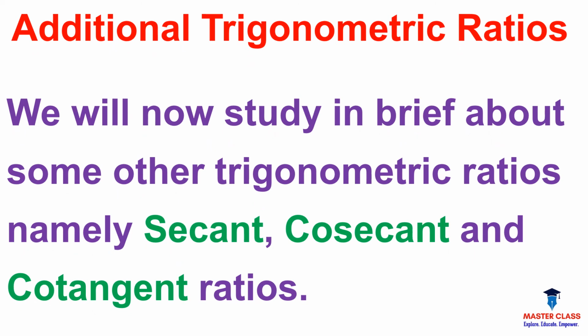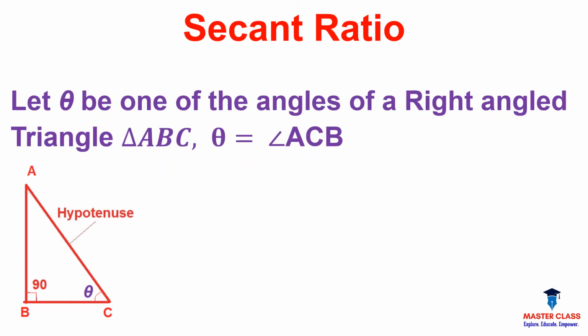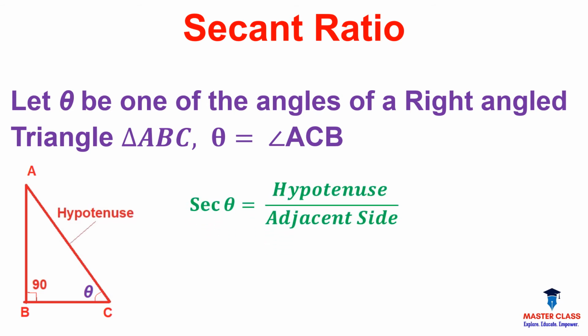We now learn some additional trigonometric ratios, namely secant, cosecant and cotangent ratios. We first begin with the secant ratio. Let theta be one of the angles of a right angle triangle, triangle ABC, and let theta be equal to angle ACB. Sec theta therefore is equal to hypotenuse upon adjacent side. Sec theta is equal to AC upon BC.